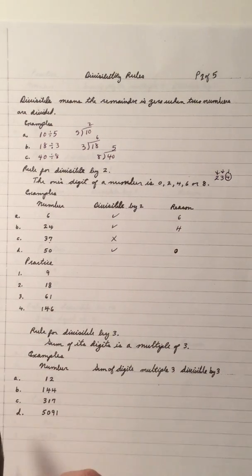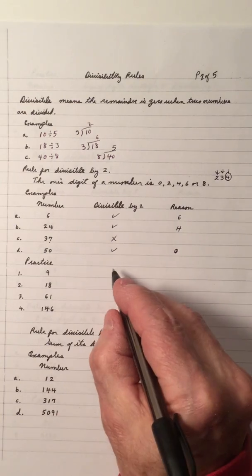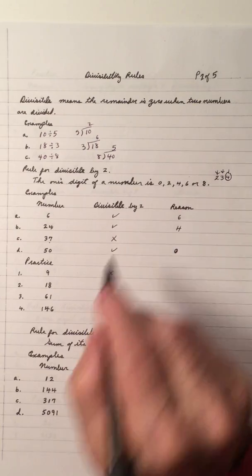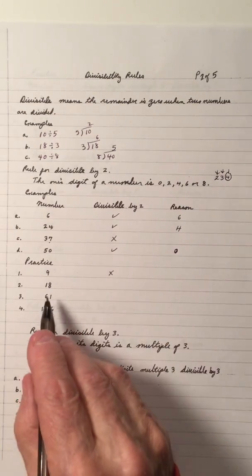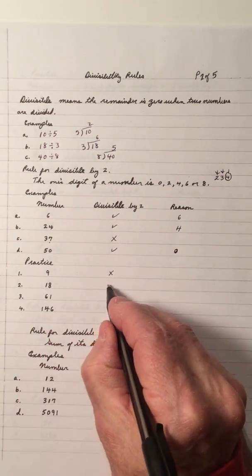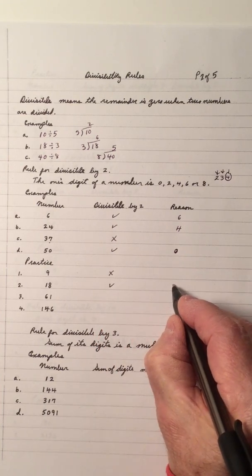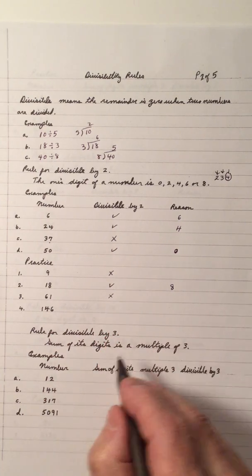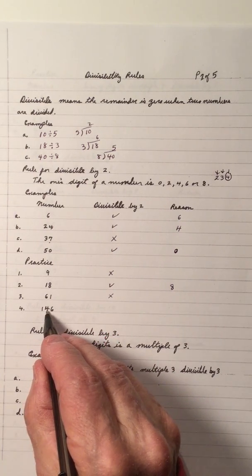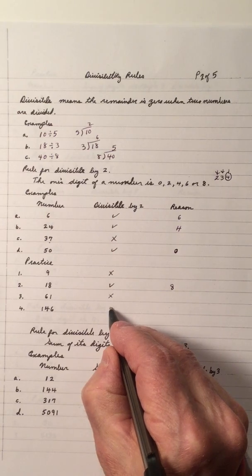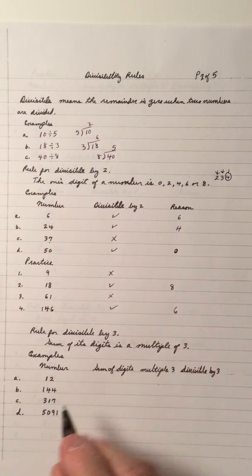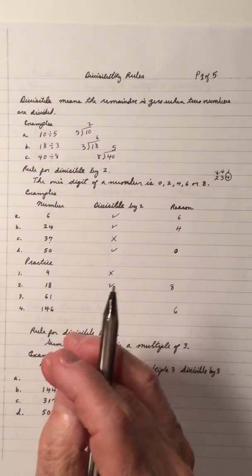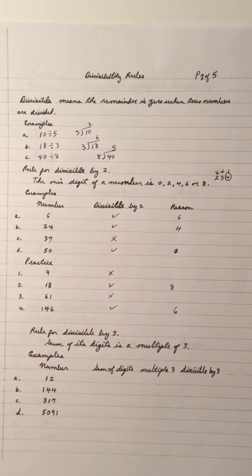Practice. Try yours. Come back. 9, no, because it doesn't end in 0, 2, 4, 6, or 8. 18 ends in an 8, so it's divisible by 2. 61 ends in a 1, no. 146 is yes, because it ends in a 6. So divisible by 2 means, we're going to see it later in another video, the number's even.